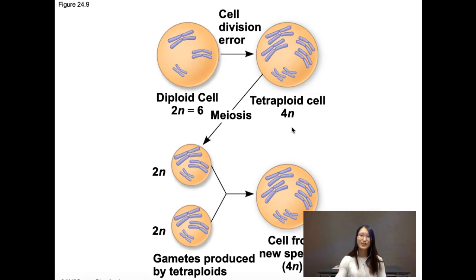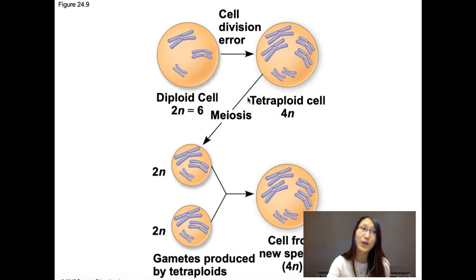Wait, let me think about this for a second. Okay, so what's happening here is that between this diploid and tetraploid cell, this should be mitosis. So these homologous chromosomes are going to make copies of themselves during the S phase of the cell cycle. Remember G1, S, G2, M, and the S phase is our DNA replication. So all this DNA is going to be replicated. So now you're going to have 2n equals 12. But if there is non-disjunction happening during the mitotic process, you're going to have 4n.